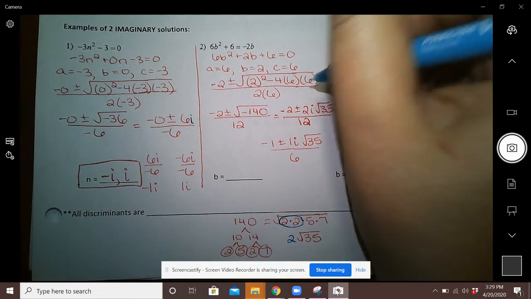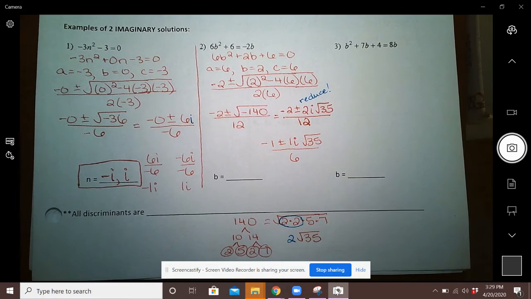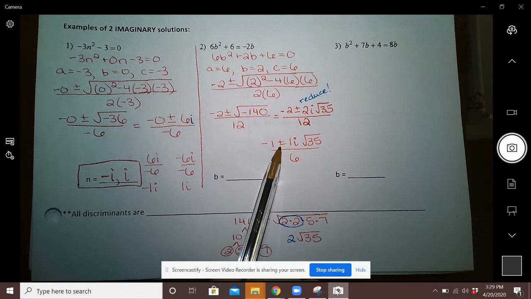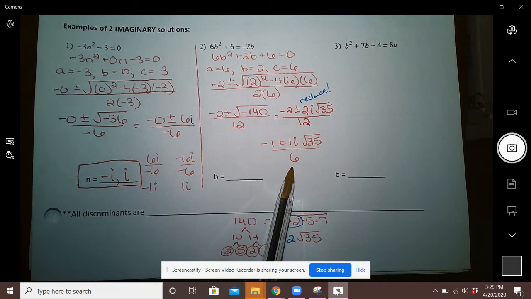I'm going to make a note here. Reduce. So my final answer is here: negative 1 plus or minus 1i times the square root of 35 all over 6.